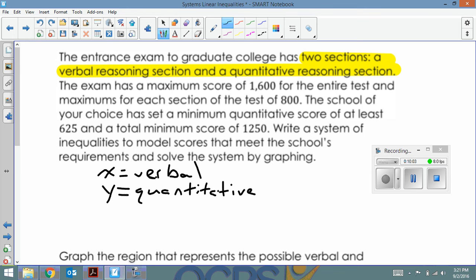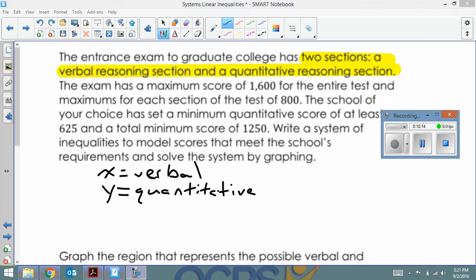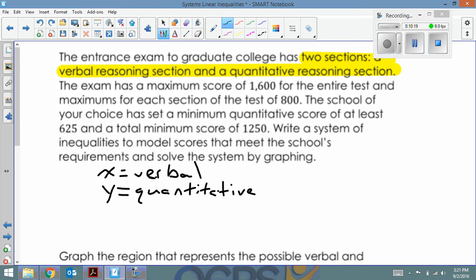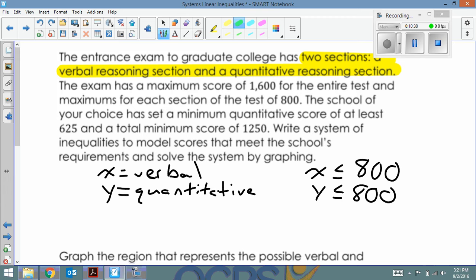All right, so we know that. The exam has a maximum score of 1,600 for the entire test, and the maximums on each section of the test are 800. So what we know is that x can only be up to, so it has to be less than or equal to 800. Same with y: y has to be less than or equal to 800. And that's, again, coming from this part: maximums for each section of the test are 800.